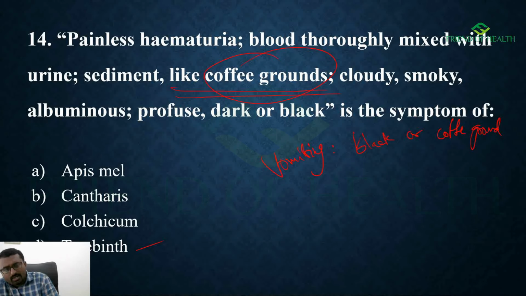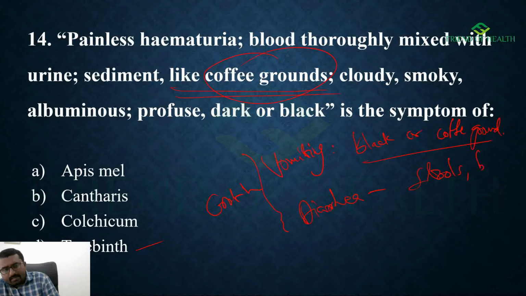Actually, it is not that alone. It is having different vomiting patterns. So one is black or coffee ground vomiting in Crotalus horridus. Another is diarrhea in Crotalus horridus. I am speaking about Crotalus horridus now. Vomiting and diarrhea. Diarrhea, stools, black, thin, like coffee grounds. Thin stool, black stool, like coffee grounds.